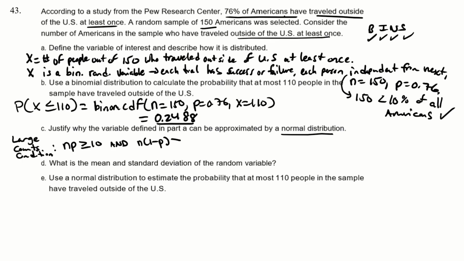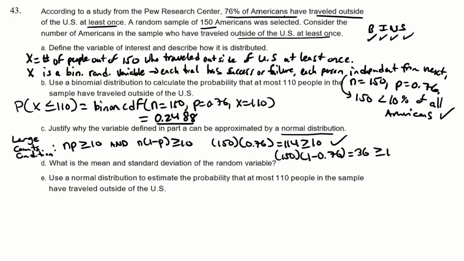So in this case, it does satisfy because we have 150 Americans times the probability of success is 0.76, and if we calculate that, that's 114, which is greater than or equal to 10. So check. And then the other condition, 150 times 1 minus 0.76, that's equal to 36, which is greater than or equal to 10. Okay, so we can approximate it by a normal distribution. What is the mean and standard deviation?